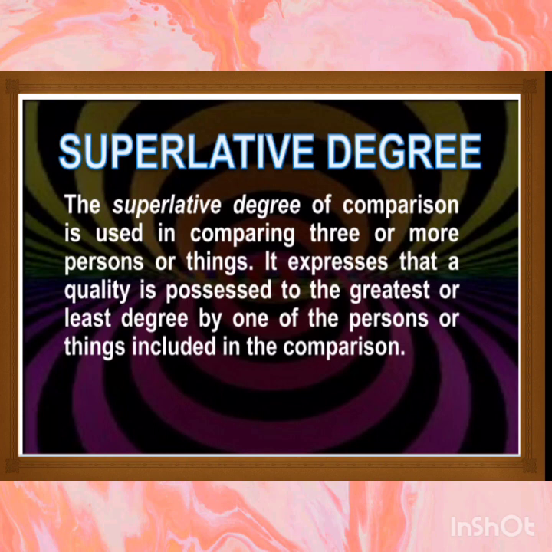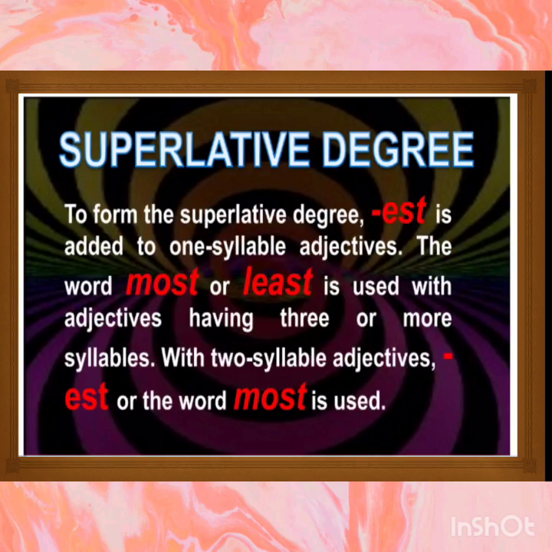Now comes the superlative degree. Superlative degree itself is telling that it is the super degree, that is used in comparing 3 or more persons or things. It expresses that a quality is possessed to the greatest or least degree by one of the persons or things included in the comparison. To form the superlative degree, EST is added to one syllable adjectives. The word most or least is used with the adjectives having 3 or more syllables. With 2 syllable adjectives, EST or the word most is used.